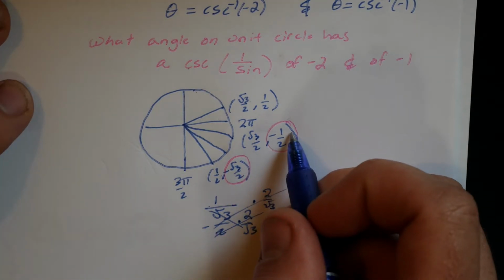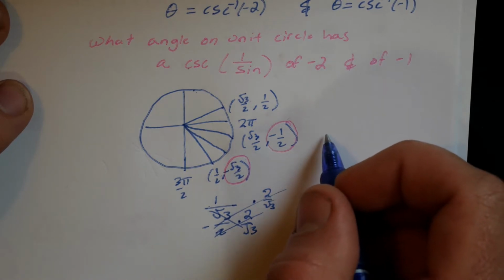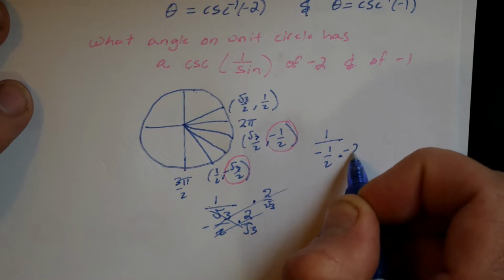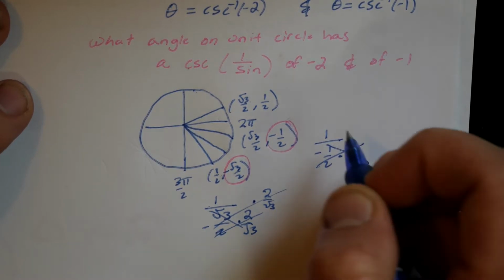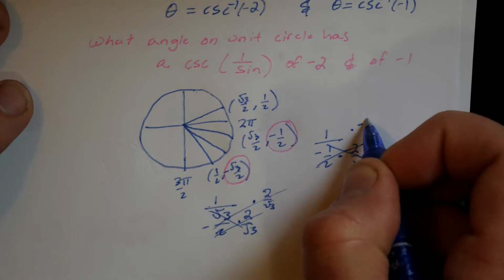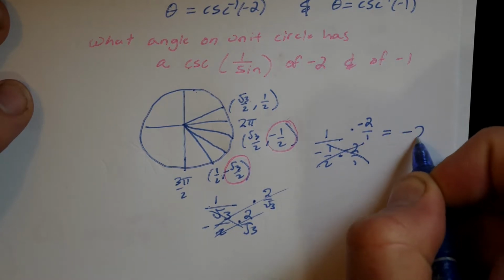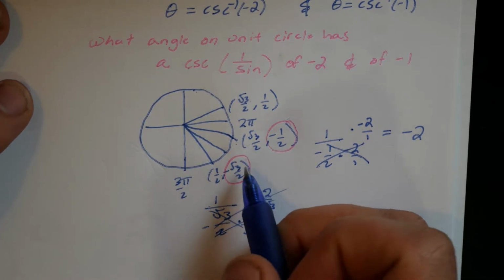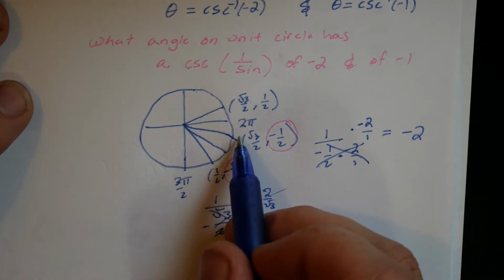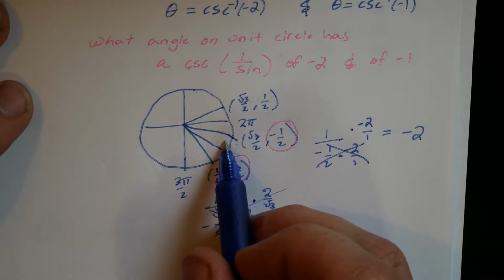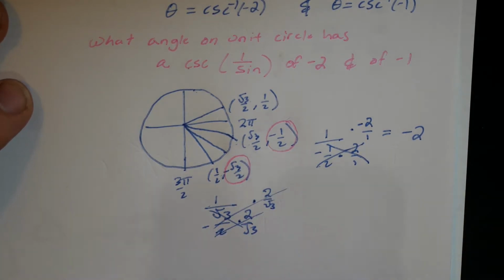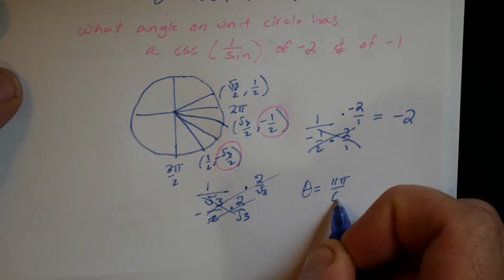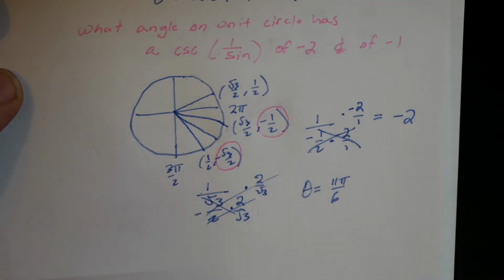So let's try this one. If I take 1 over -1/2, what do I get? Well, I multiply by -2 over 1, that cancels out those 2's, and I get -2. Right? So it's this angle. Well, what is that angle on the unit circle? That would be 11 pi over 6. So theta equals 11 pi over 6. And now we have to figure out this one, -1.